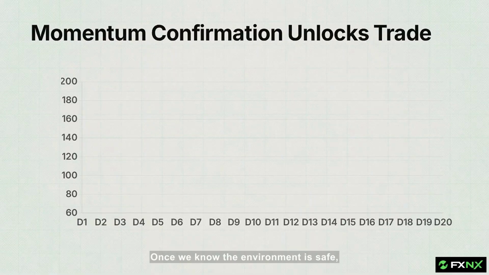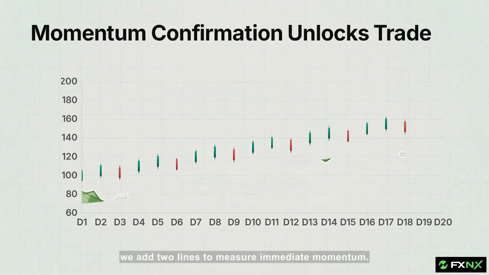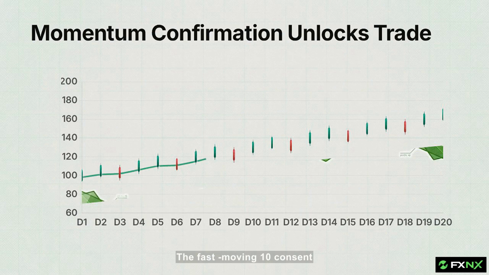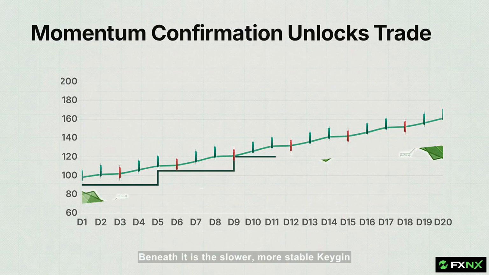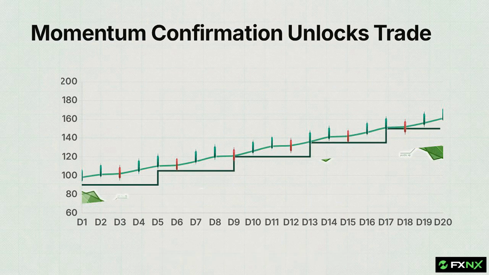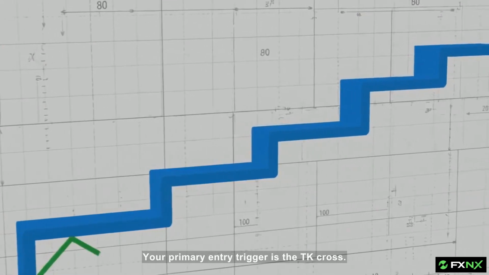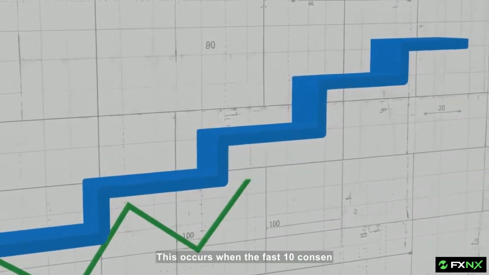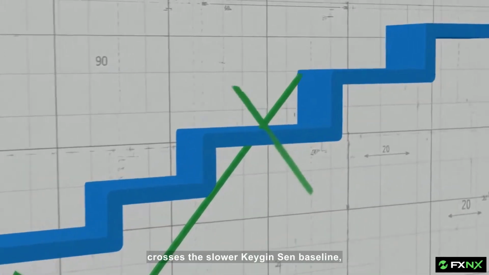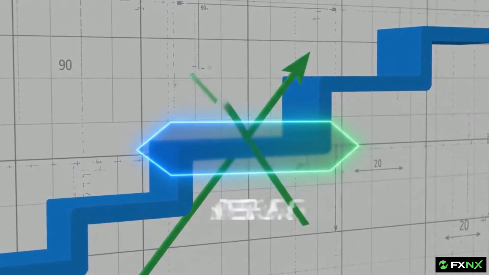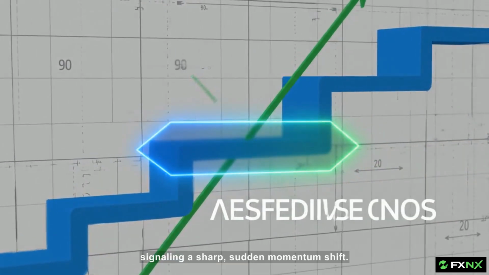Once we know the environment is safe, we add two lines to measure immediate momentum. The fast-moving Tenkan-sen acts like the market's immediate pulse. Beneath it is the slower, more stable Kijun-sen, functioning as our medium-term baseline. Your primary entry trigger is the TK cross. This occurs when the fast Tenkan-sen crosses the slower Kijun-sen baseline, signaling a sharp, sudden momentum shift.